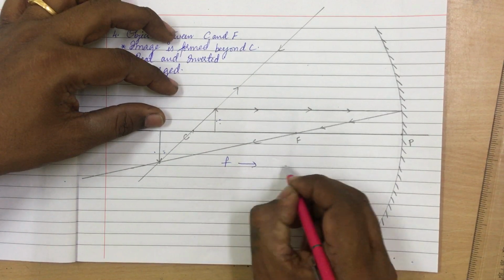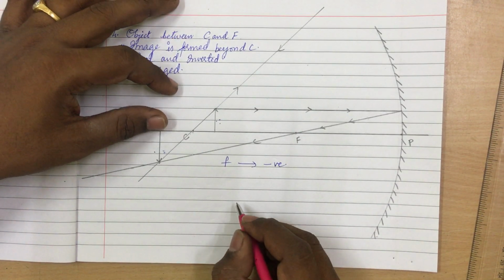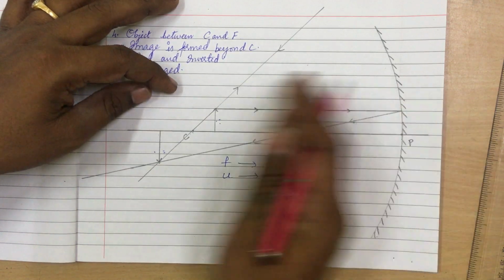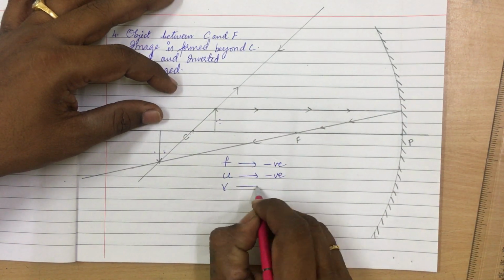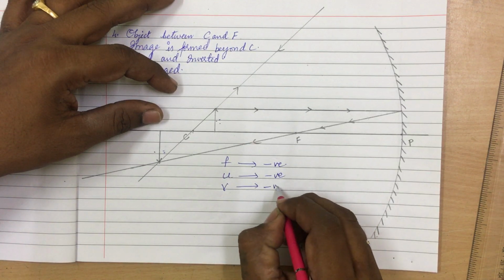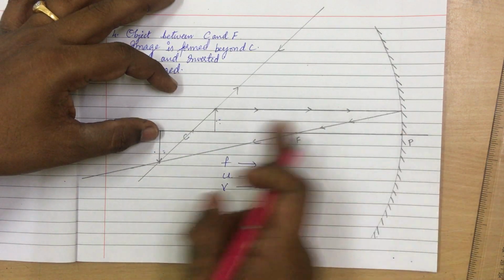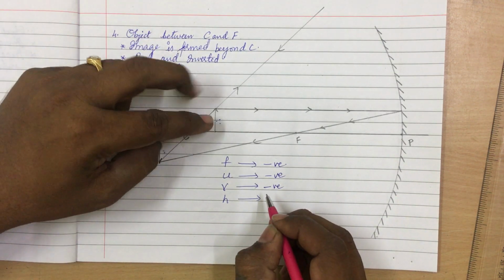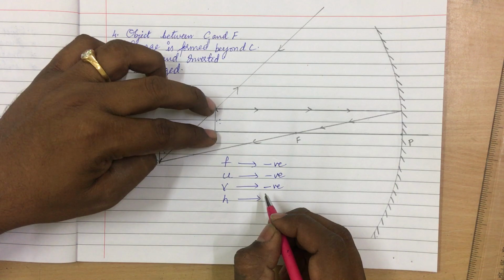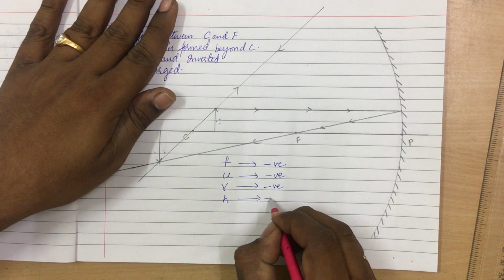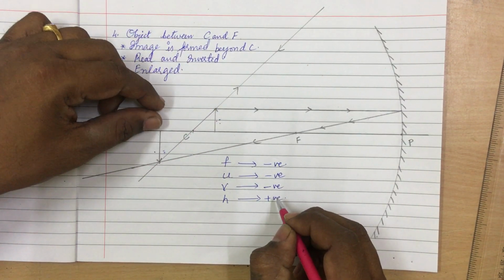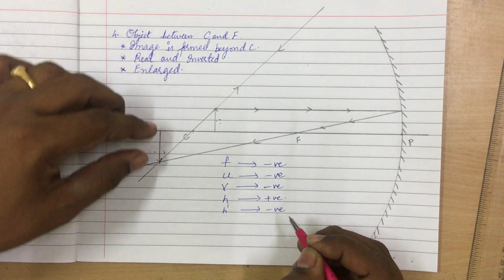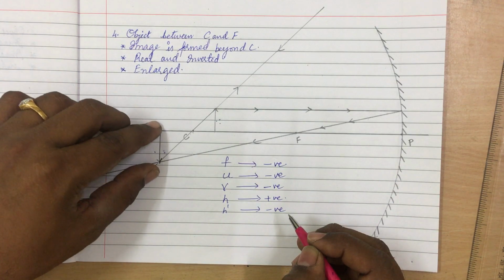Then focal length is always negative for a concave mirror. Next, object distance is always negative because it is on the left side. Image distance is also negative because the image is also formed on the left side of the mirror. Next, the height of the object. We took the height of the object above the principal axis, so it is taken as positive. And the height of the image is considered negative because it is below the principal axis.